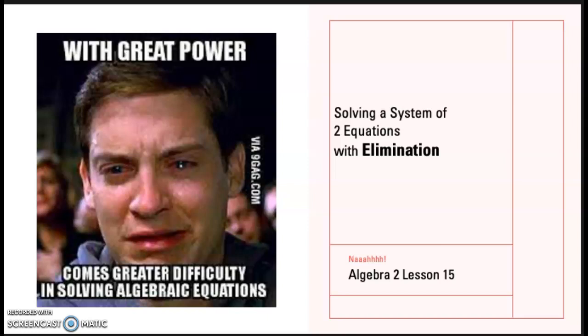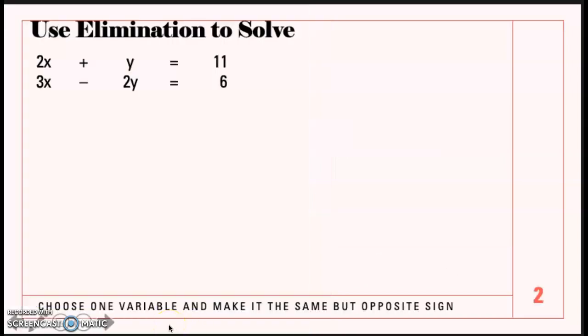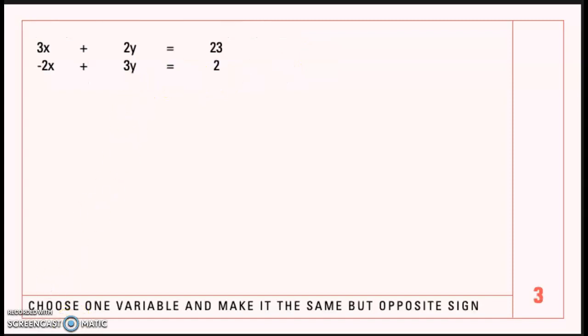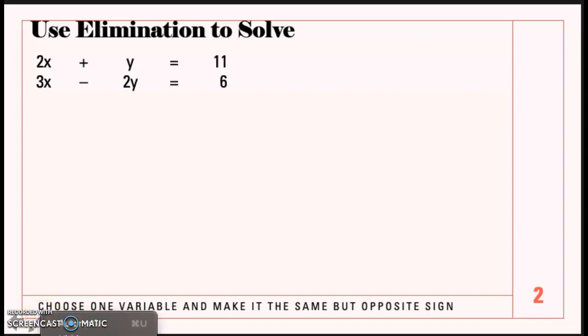We're going to learn how to take two equations with two variables and solve them, but not with substitution. This time we're going to use a process called elimination. So let's look at the first example. Using elimination, we take two equations with two variables and we know it's solvable. Now we could take this first equation and solve for y and then plug it into the second equation where y is. But we're going to learn a new method.